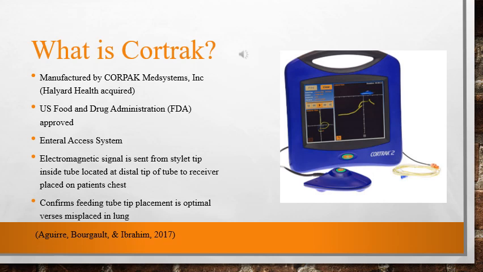It actually uses an electromagnetic signal. The tip of the stylet transmits up through to the receiver on the patient's chest, and it lets us know where it is in their GI tract. It's going to confirm that the feeding tube tip placement is optimal versus placed in the lung. So this is making nurses feel more confident that their tubes are in the correct place when they are trained properly on this system.